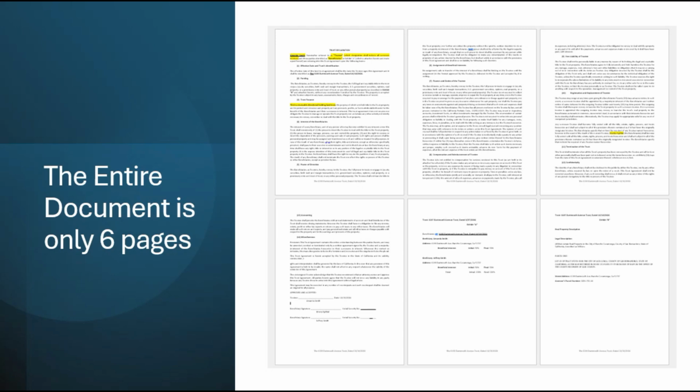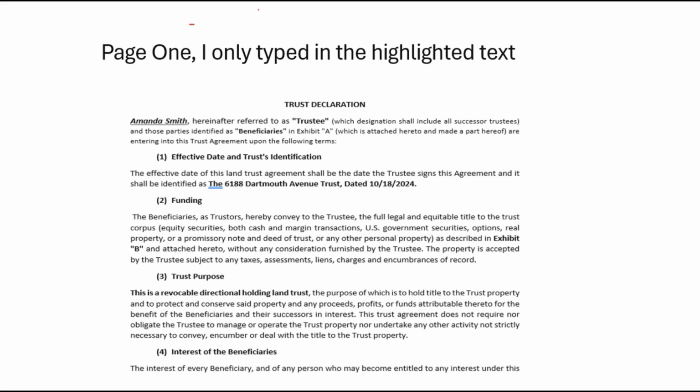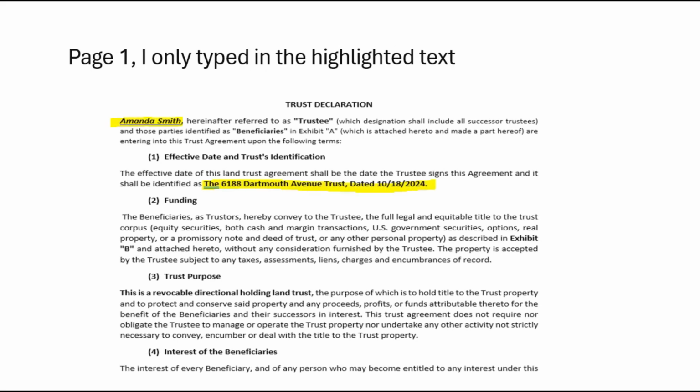Land trust document. My entire land trust document is only 6 pages, and it takes me just 5 minutes to create it. Page 1 already has my name as the trustee. I type in the name I want to give to the trust. For example, in this case, I bought a property at 6188 Dartmouth Avenue, so I name the trust the 6188 Dartmouth Avenue Trust, dated October 18, 2024.